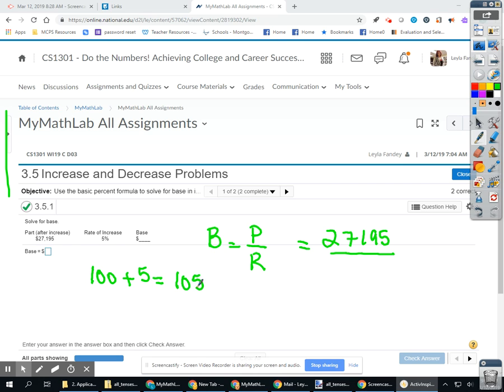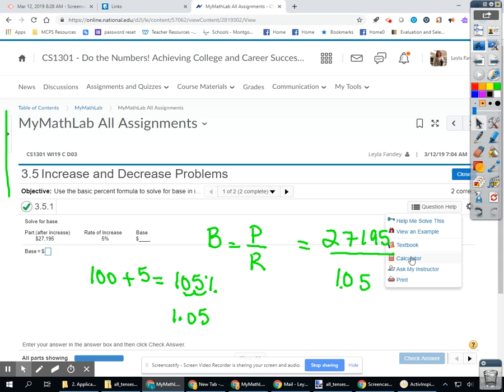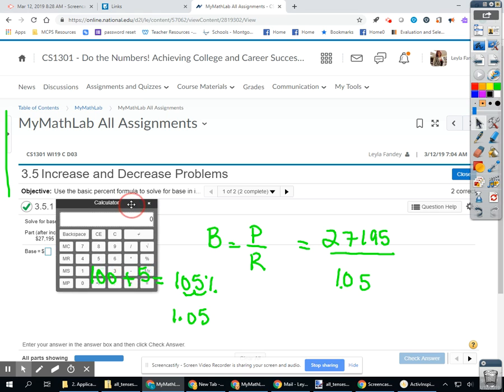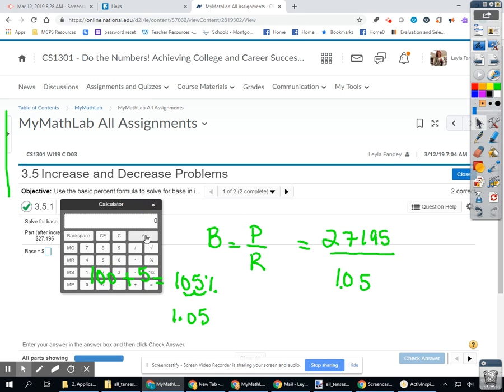So it's 105%, which as a decimal, okay, it will be 1.05 because we moved the decimal point 2 places to the left to make a percentage into a decimal. And if we divide this by that, we get our answer. So let's use a calculator. Okay, move it around so you can see a little bit better, maybe. So we are going to divide 27,195.